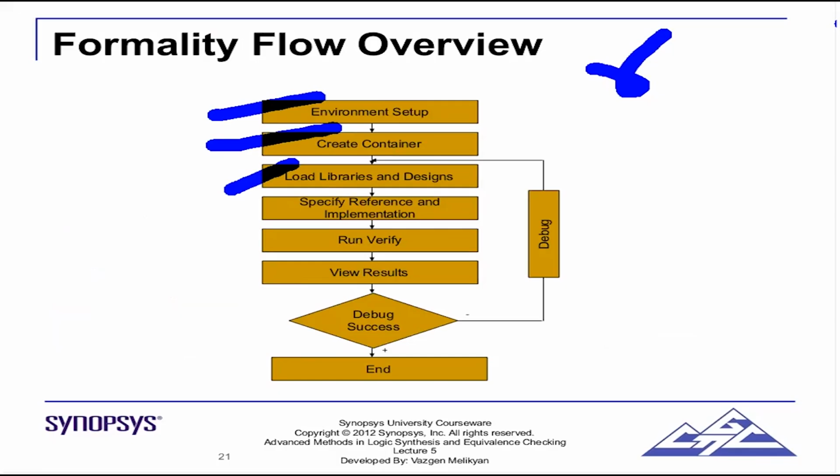You use run verify. Verify will first do matching and then run verification, view results, and then if you find any non-equivalent points, you debug. Right? This is the formality flow.